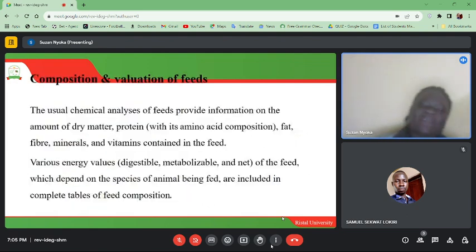Next is composition and valuation of feeds. The usual chemical analysis of feeds provides information on the amount of dry matter, on protein amount with amino acid composition in brackets, fat, fiber, minerals, and vitamins contained in the feed. Various energy values, that is digestible, metabolizable, and net energy of the feed, which depend on the species of animals being fed, are included in complete tables of feed composition.